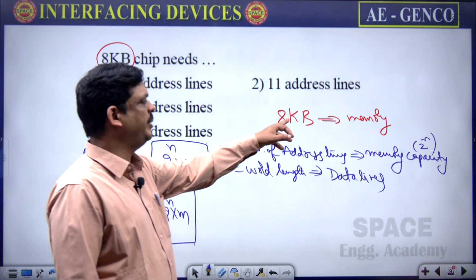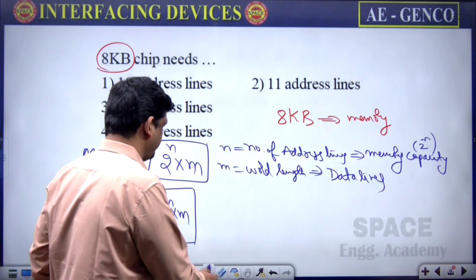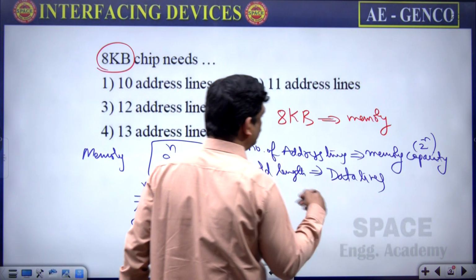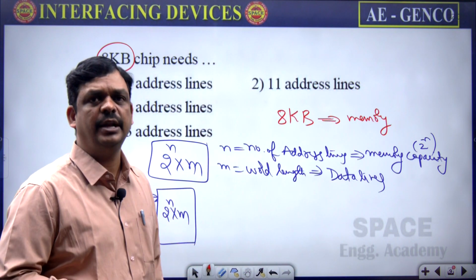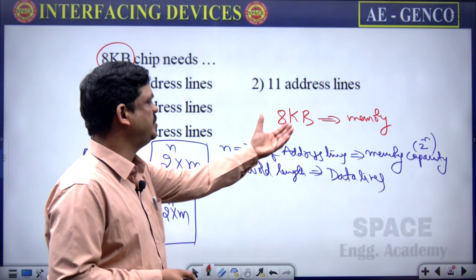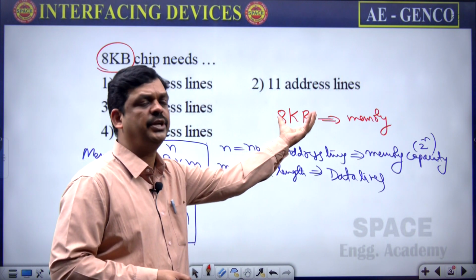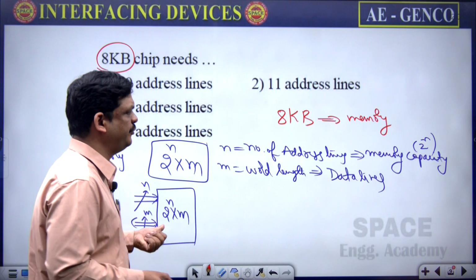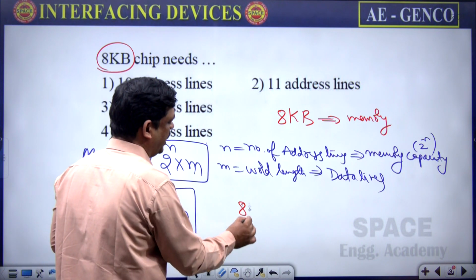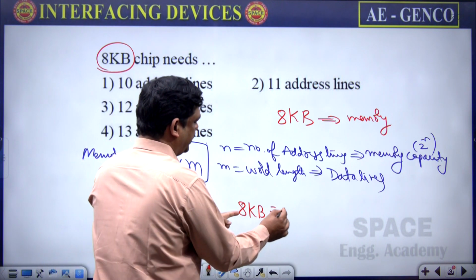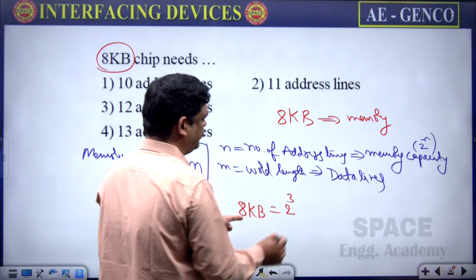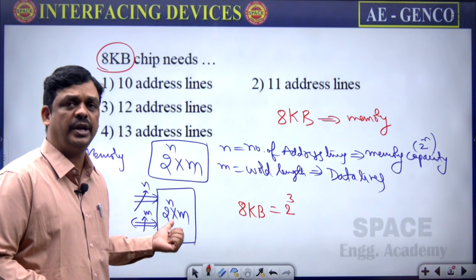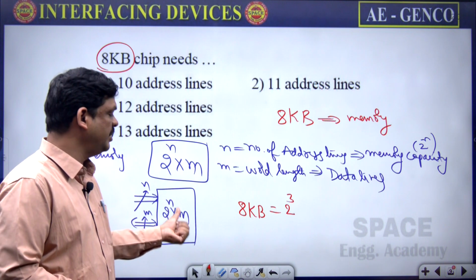Now here, memory capacity is given. From that, we have to identify the number of address lines and the number of data lines. For that purpose, first of all, you have to write the complete representation in the standard form. So 8 KB, I'm writing now. 8 I'm writing as 2 to the power of 3, because you have to write in this model, 2 to the power of N by M representation.